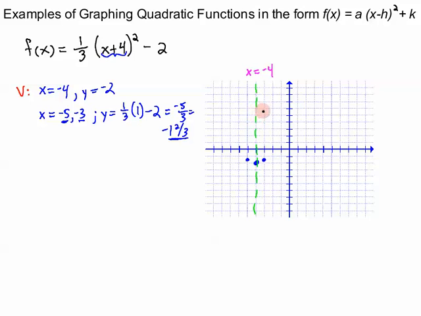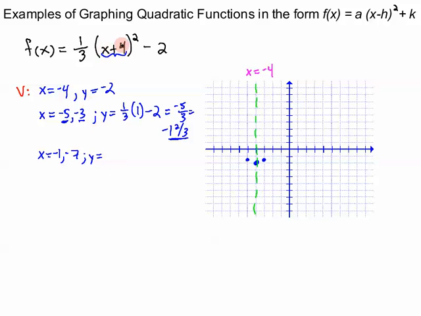Let's go 3 to the right and 3 to the left. So that would be an x value of negative 1 and negative 7. So negative 1, negative 7. They're going to be symmetric, so I can find my y values here.